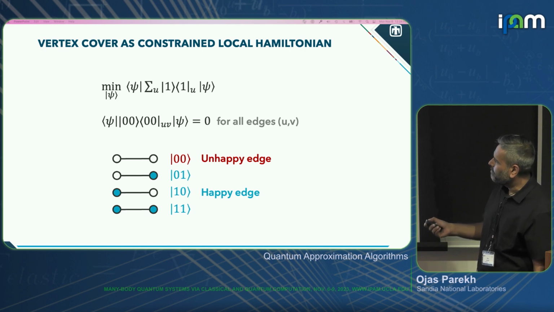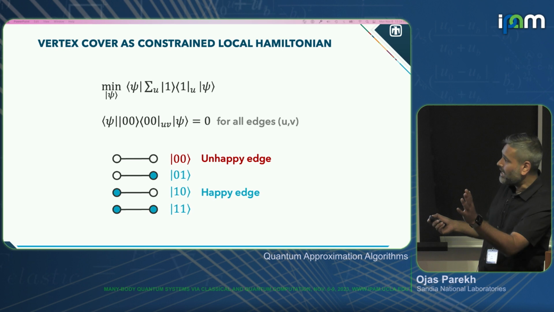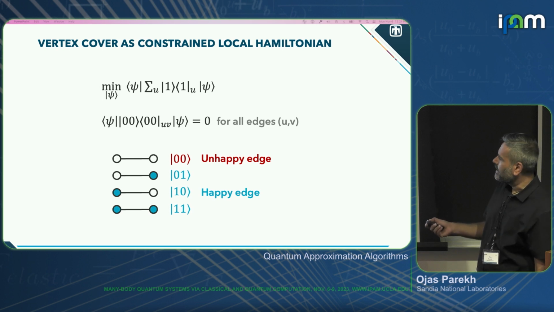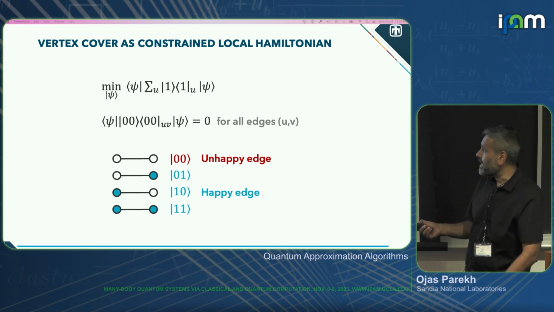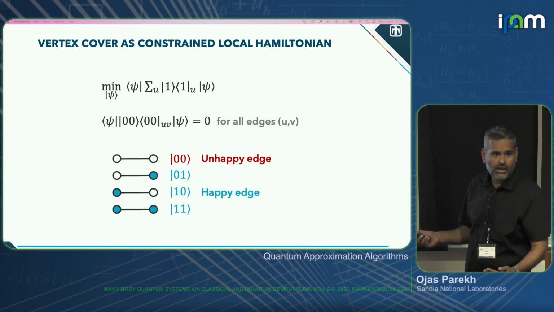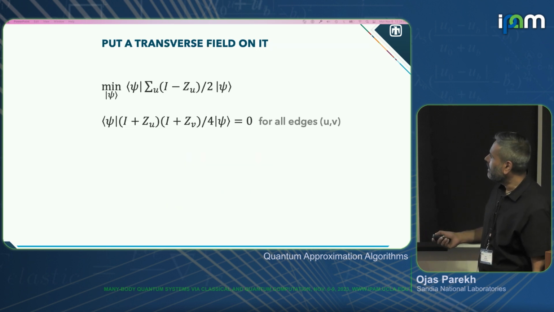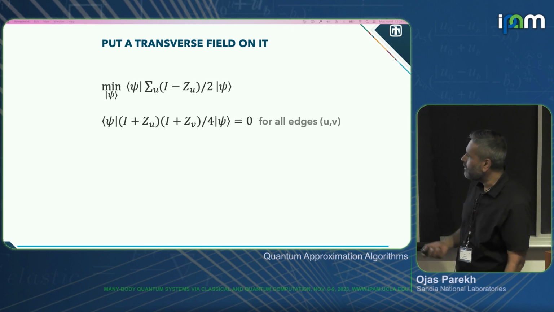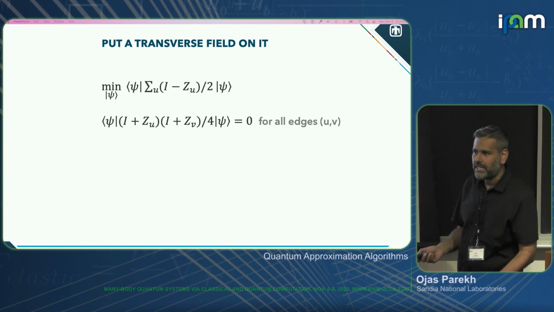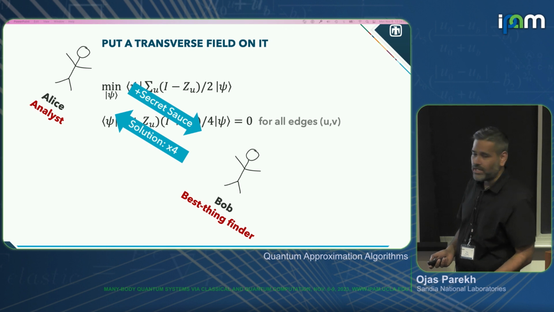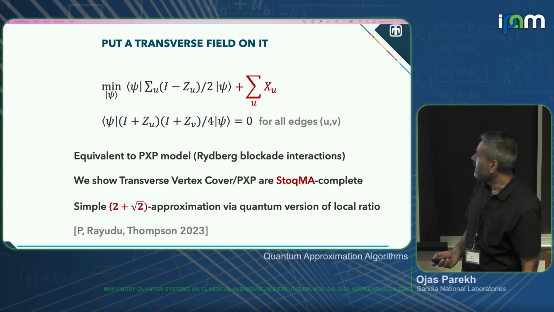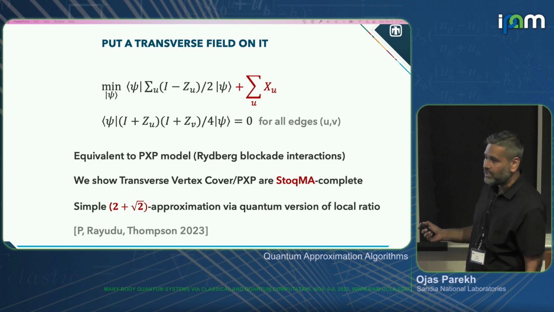So it's a very simple one local objective, but what makes it interesting is that you have two local projectors that you have to satisfy. This is a hard constraint. So you could write this in the Z basis, and then you could say, okay, this is a classical problem, how do I make it quantum? Well, you could take inspiration from Alice and Bob, and you could just put a transverse field on it. So now when you put a transverse field on it, this becomes a quantum problem.